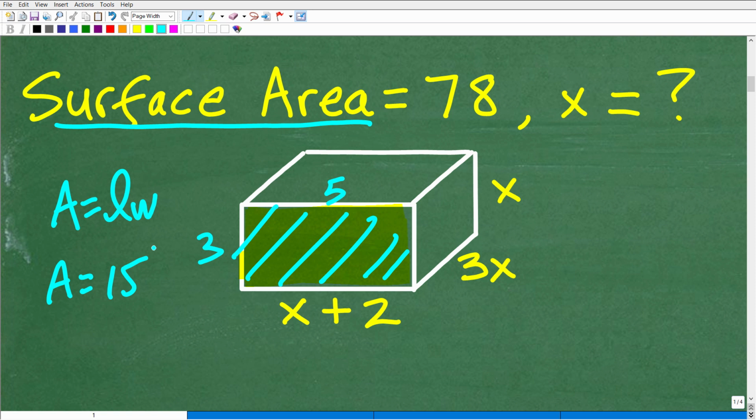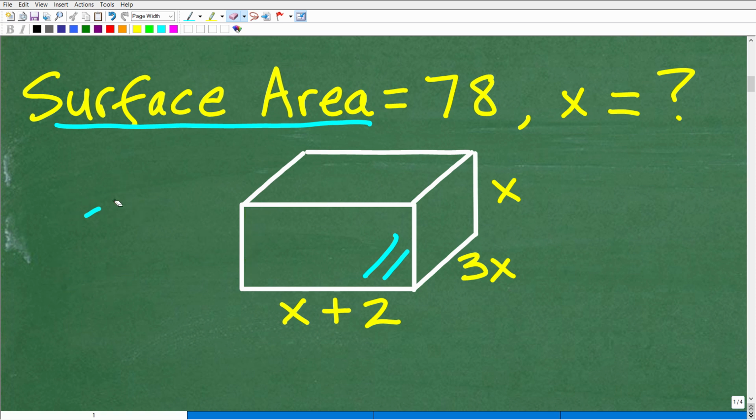So that's area. Well, surface area is basically the sum total of all the area that's covering this rectangular object. Basically, think of this as a box, like a shoebox. And how many sides do we have here? Well, we got this side, right? So let's call this the front. If this is the front, well, we got the back here too, right?